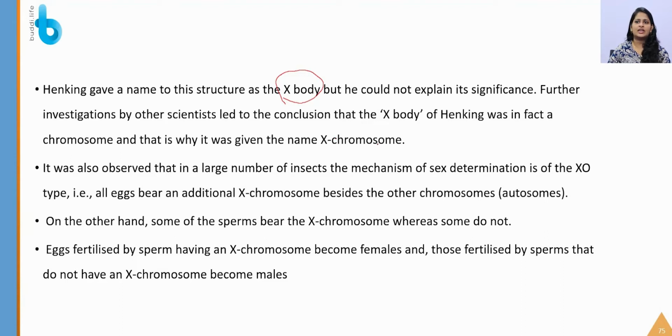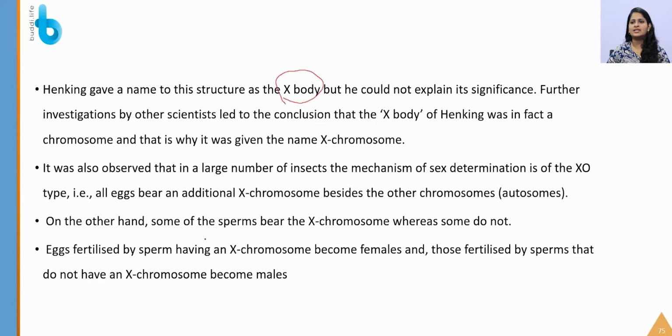So further investigation by other scientists led to the conclusion that the X body was in fact the X chromosome. After the discovery of the microscope, it was also observed that in a larger number of insects, the mechanism of sex determination is of the XO type. That is, all the eggs bear an additional X chromosome. For example, the female will have 2 X chromosomes, whereas the male will have the chromosome type XO. That is, they will only have 1 X chromosome.